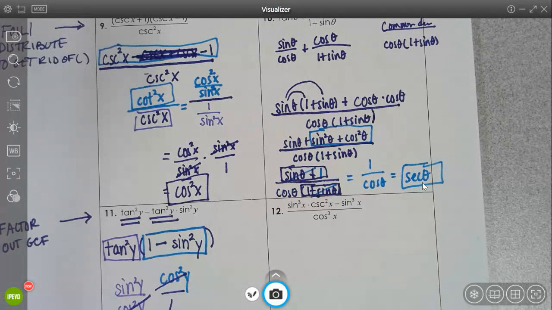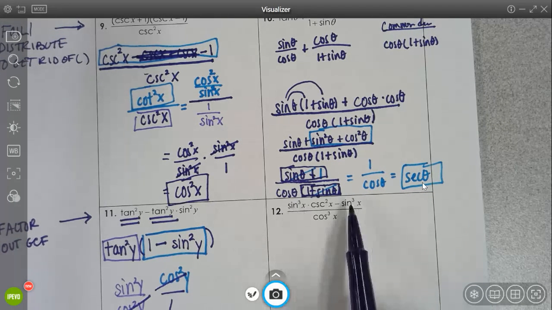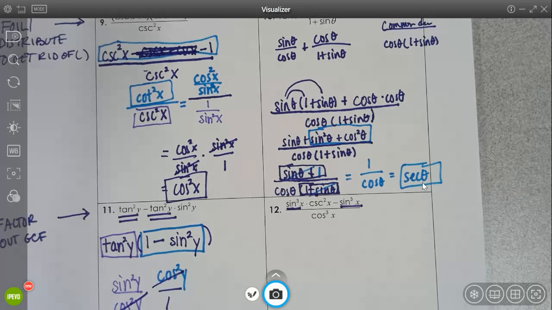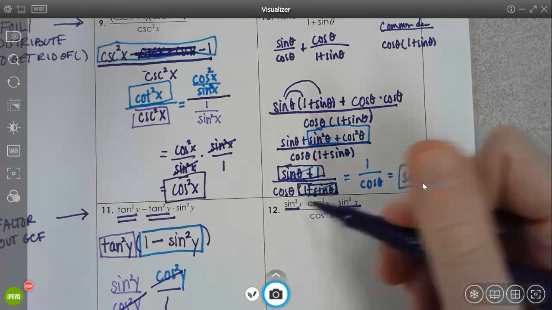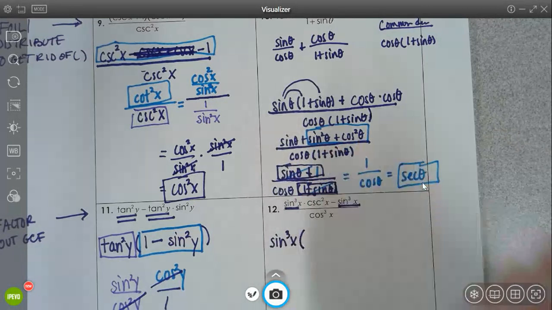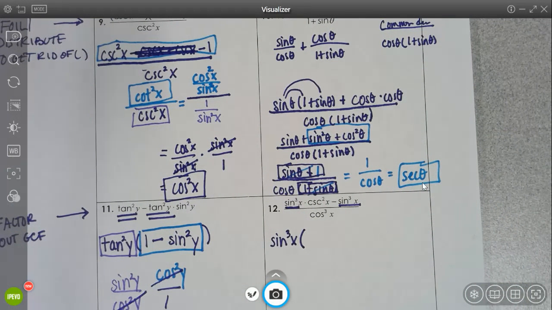In our final example, we already have a single fraction. As we look through the fraction here, we can see that the numerator has these two terms that are both using sine cubed x. And again, the nice thing about trig functions is that when you see a repeated trig function like this, we can factor it out as a GCF. So up in the numerator, I'm going to take out that sine cubed x as a GCF. And then in parentheses, I write what gets left behind after I factor out that common factor.